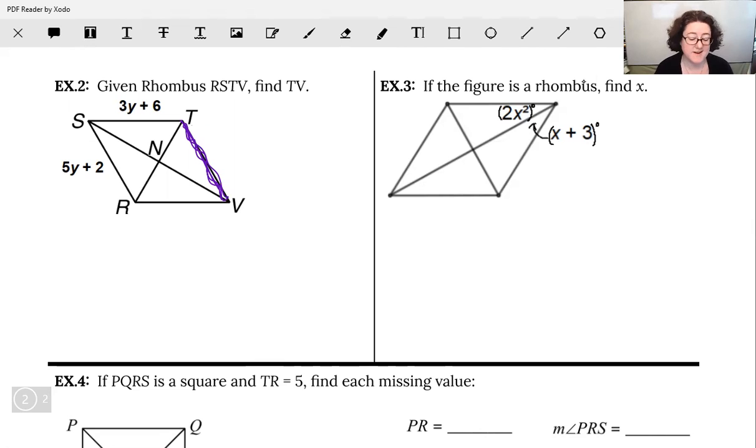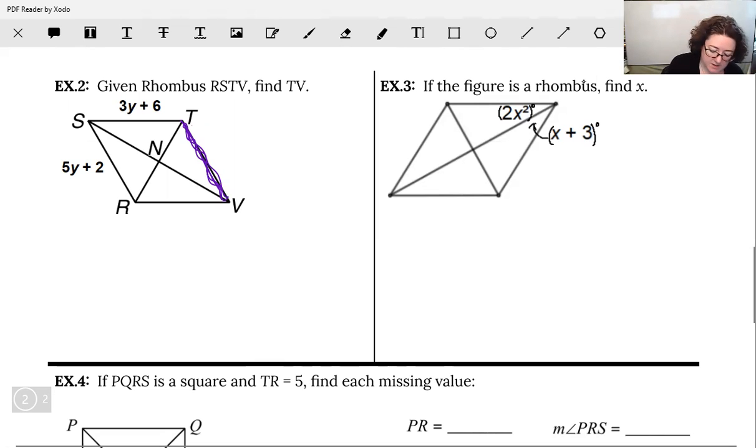I could label it as 5y plus 2, or I could label it as 3y plus 6, or I could just keep in the back of my brain that either one of those would give me my length for TV. And if I know that all the sides are supposed to be equal, what can I do with the expressions 5y plus 2 and 3y plus 6? I can just set them equal and solve that for y. So let's do that. So 5y plus 2. It's a funky looking 5. Let's fix that.